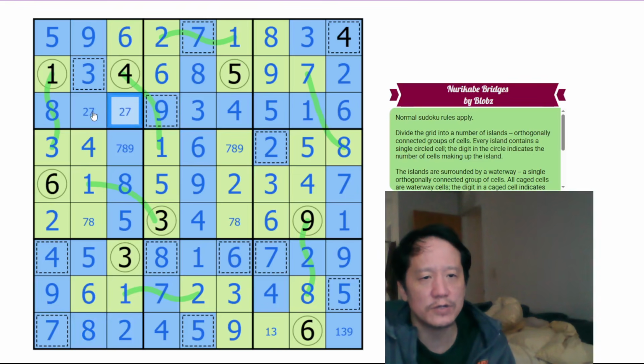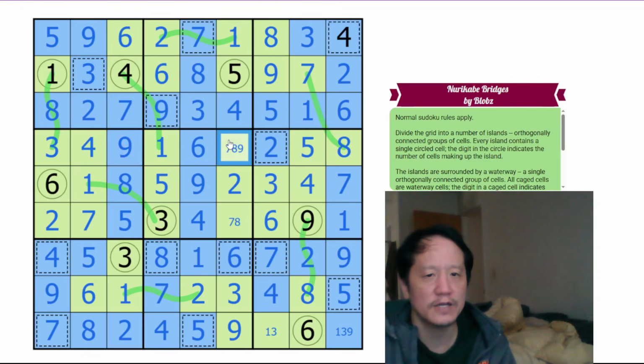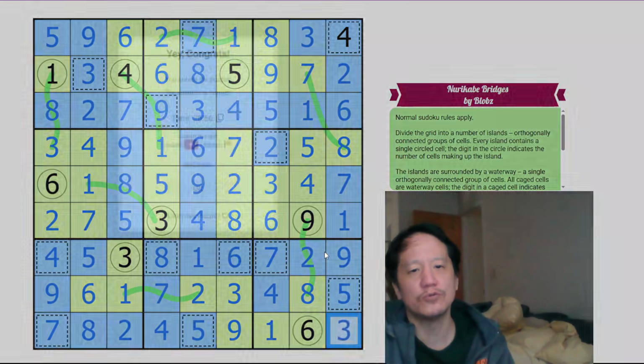2 eliminates 2 here, so it's 7 and 2 here. 8 eliminates 8 here, so it's 7. This can't be 7 or 8, it's 9. This can't be 9 or 8, it's 7. This can't be 7, it's 8. 3 eliminates 3 here, so it's 1, which forces 3 in the corner.